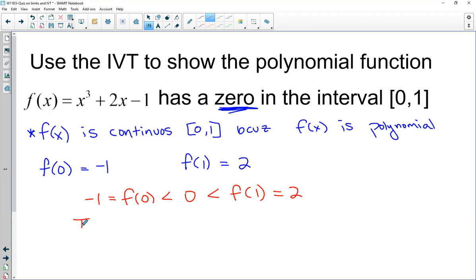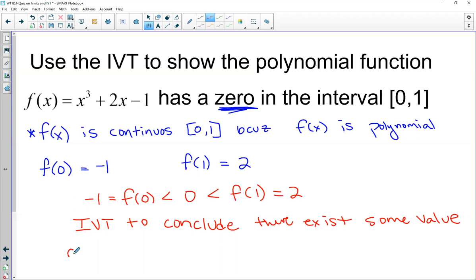So using the IVT, we're going to conclude there exists some value of c that is in between, or in the bounds of, 0 and 1, such that f(c) is equal to 0.